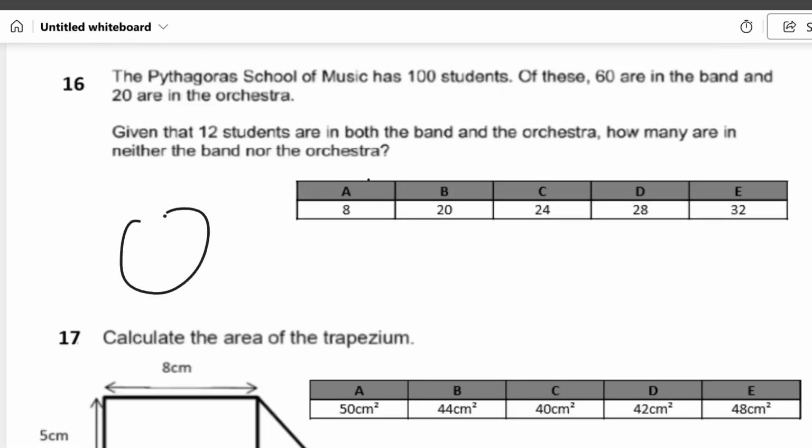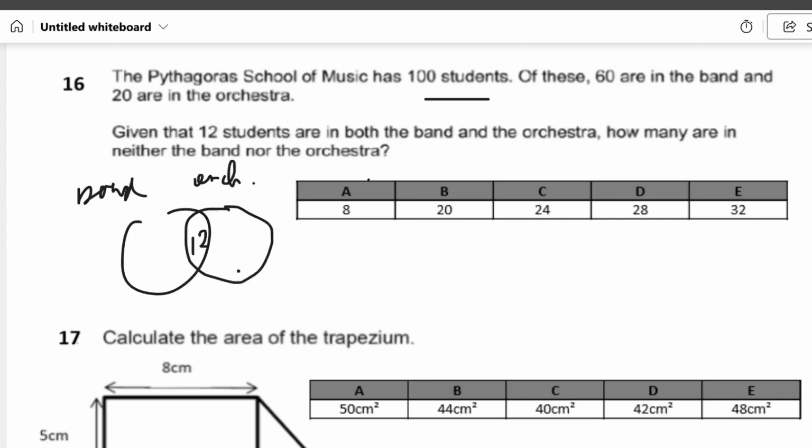I'm going to draw a Venn diagram over here for band and then orchestra. Let's just put this as orch. So the whole school has 100 students. Of these, 60 are in the band, 20 are in the orchestra. So 12 students are in both.